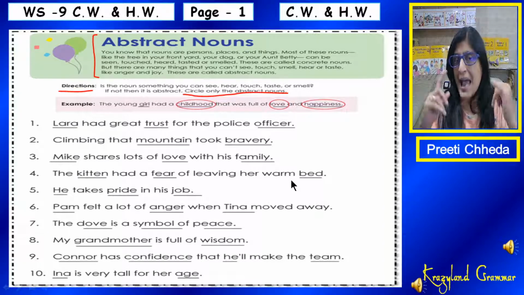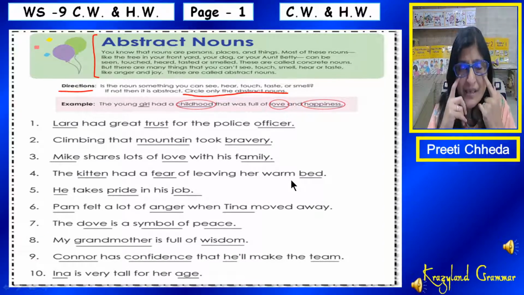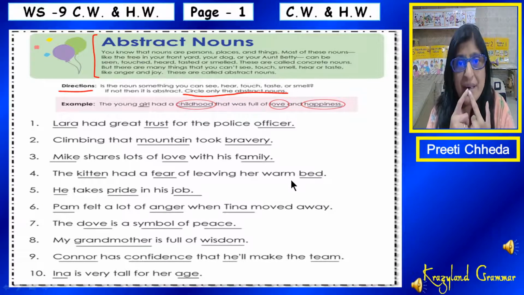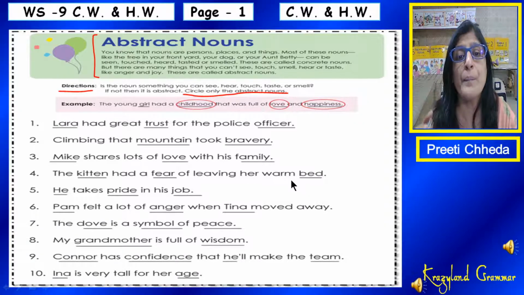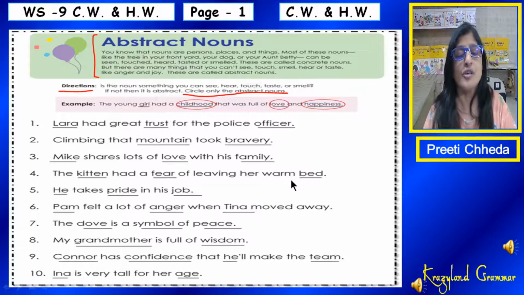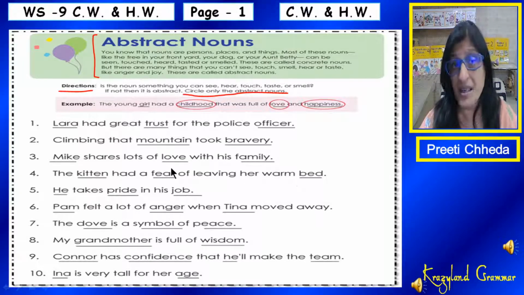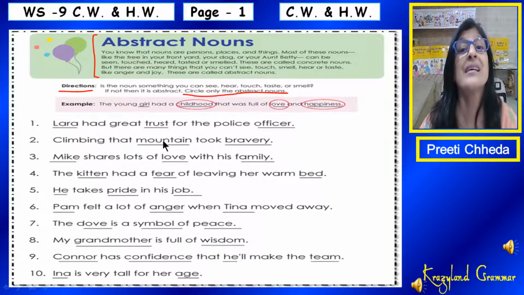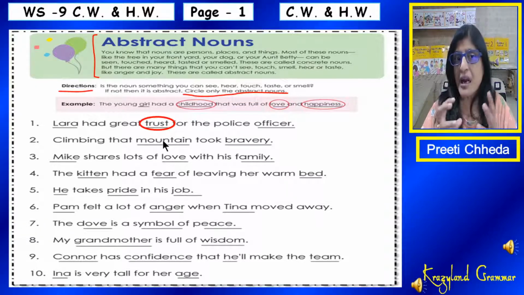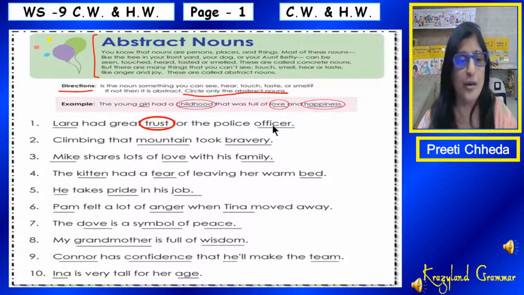And you know that an abstract noun cannot be seen, cannot be heard, cannot be smelled, cannot be tasted, or cannot be physically touched. So you know that Lara, yes, it's a name, so it cannot be there. Trust, yes, you cannot see trust. You can just feel it within. Trust means viswas. So trust is an abstract noun. Officer, no. So do you understand how to do it?